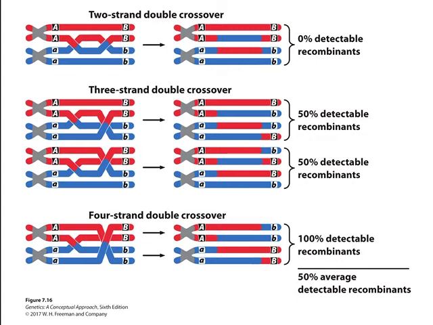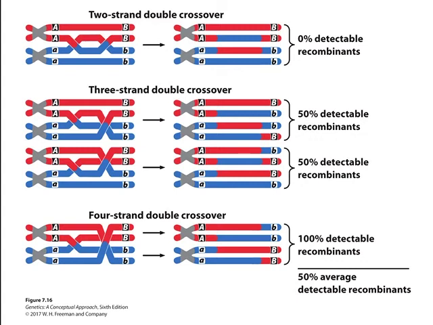3-strand double crossovers result in 2 of the 4 gametes being recombinant, and 4-strand double crossovers result in all 4 gametes being recombinant. Thus, 2-strand double crossovers produce 0% recombination, 3-strand double crossovers produce 50%, and 4-strand produce 100%. The overall result is that all types of double crossovers taken together produce an average of 50% recombinant gametes.